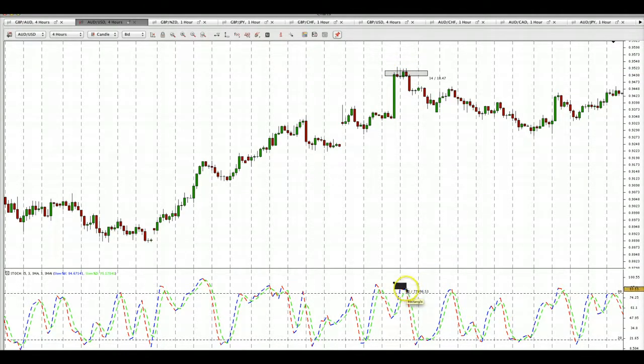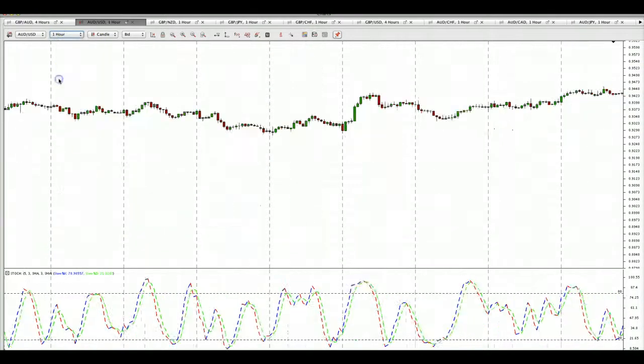But just having stochastics overbought on 2 time frames, 1-hour and 4-hour chart, and the market putting in a daily range is probably just enough information for you to take a trade. Okay. So let's go on the 1-hour chart.